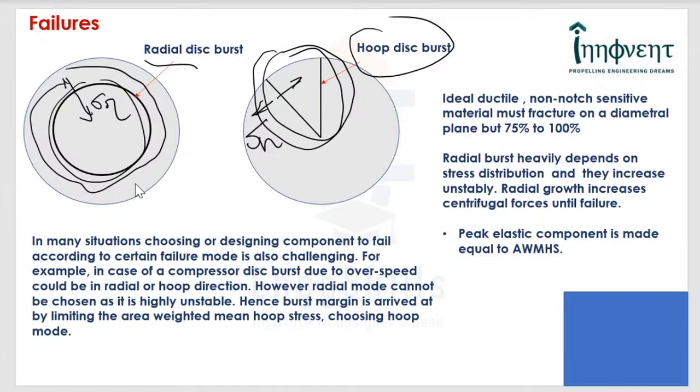Now, why is the radial burst not recommended? That is because the radial burst heavily depends on the distribution of the radial stress, how exactly it is distributed, and it increases unsteadily, and then the radial growth increases till the centrifugal forces bring about the failure. So it is the radial stress that is limited. It is not allowed to increase beyond a point, and the margin is decided against the hoop mode. So that is where we choose hoop burst mode.